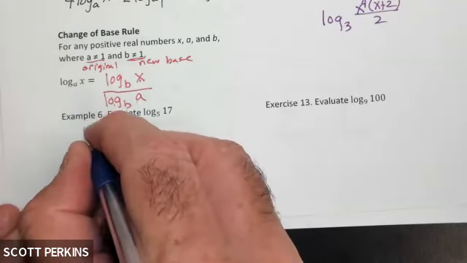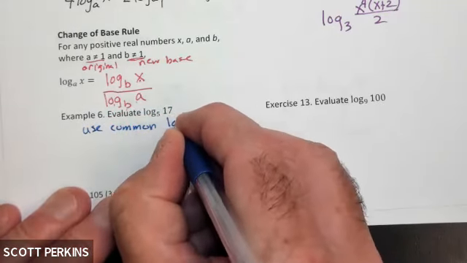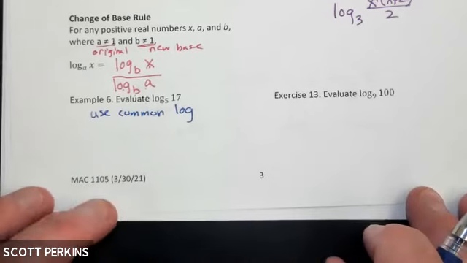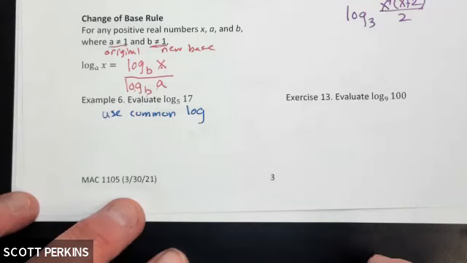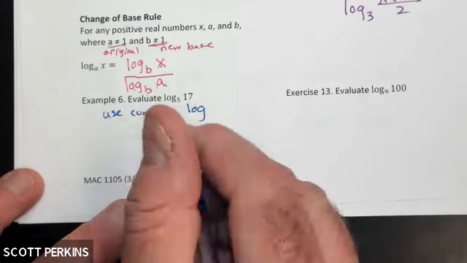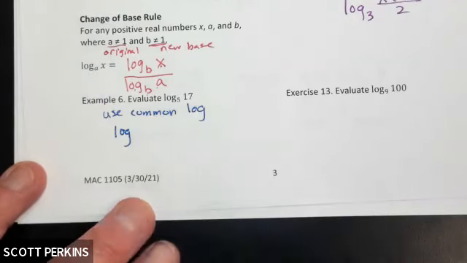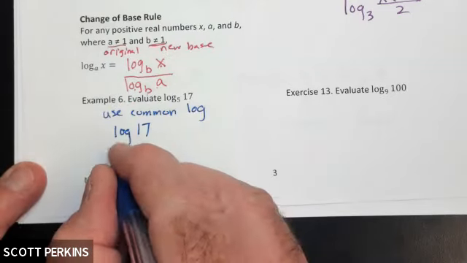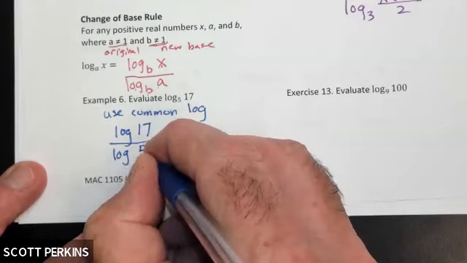I'm going to use the common log. You don't have to, but that's what I'm going to use. The answer would come out the same if you use the natural log, and if you want to compare on your calculator, it'll be the exact same thing. So to use my calculator to figure out what this is, I'm going to have the common log, the log base 10, of what I was already taking the logarithm of, which is 17. Then I'm going to divide by the common log, the log base 10, of the old base, which is 5.